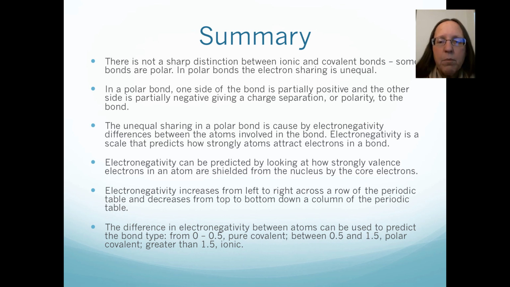Electronegativity can be predicted by looking at how many core electrons are shielding the valence electrons from the nucleus. Electronegativity increases from left to right along a row of the periodic table and decreases from top to bottom down a column of the table. Two atoms whose electronegativity difference is very small, less than 0.5, form purely covalent bonds. Two atoms whose electronegativity difference is between 0.5 and 1.5 form polar covalent bonds, and two atoms whose electronegativity difference is greater than 1.5 form ionic bonds.